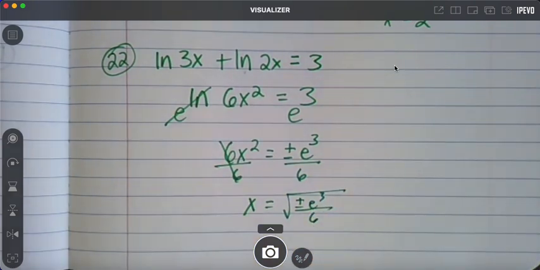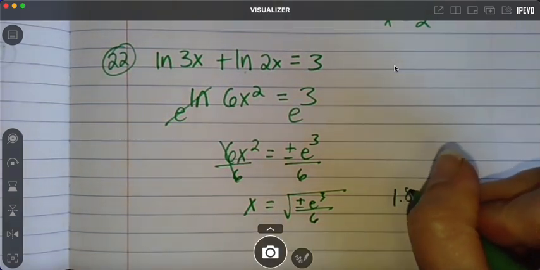And see what our answers are. Plug them in our calculator and let's see what the 2 answers are. Just do one at a time. So I'm just going to do e to the third divided by 6. I get 1.83 for my first one.